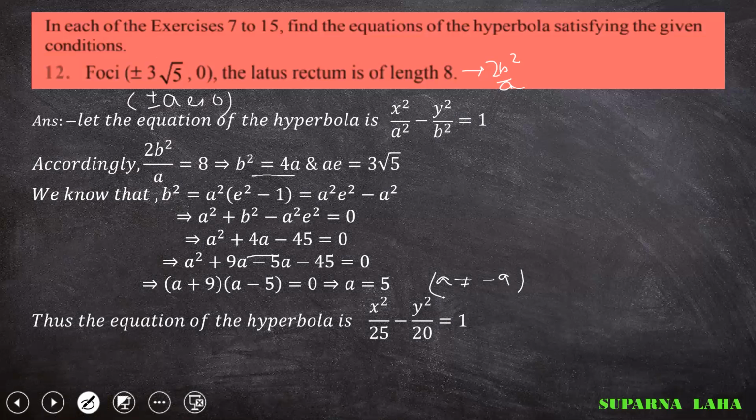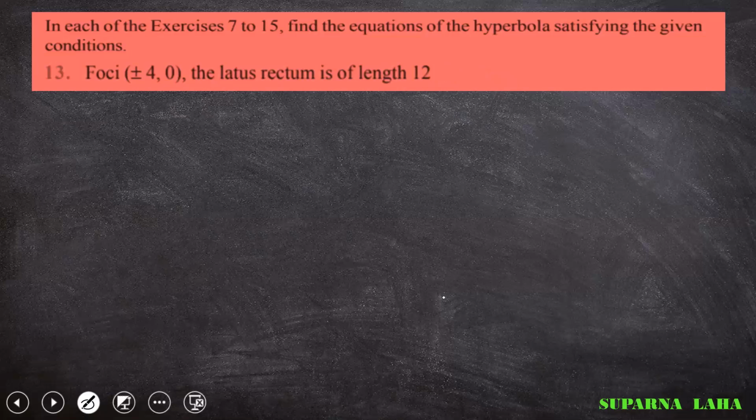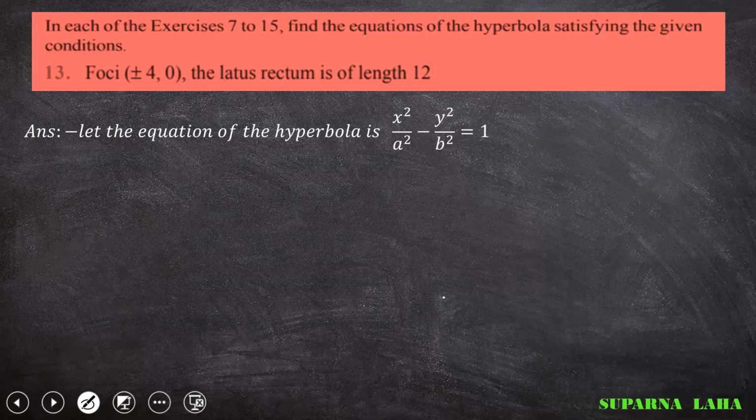So next, move to the next question. Question number 13 is foci is given (±4, 0) and length of the latus rectum is given 12. Now, foci is (±4, 0). That means on the x-axis. So if it is on the x-axis, we can consider the equation of the hyperbola as x²/a² − y²/b² = 1.